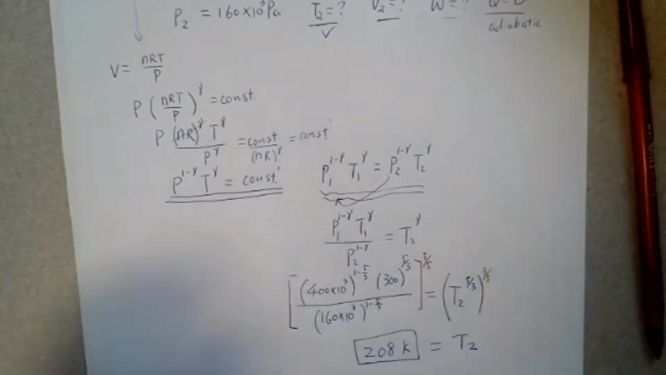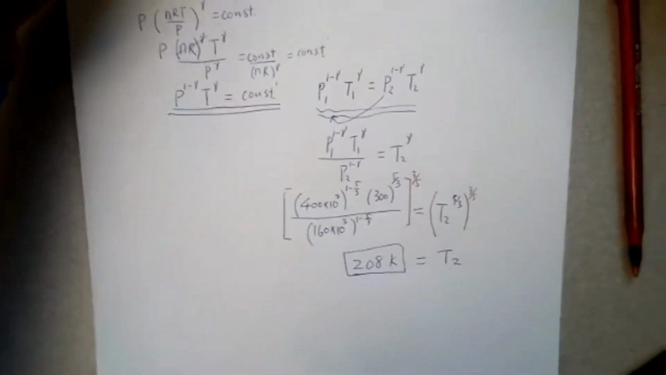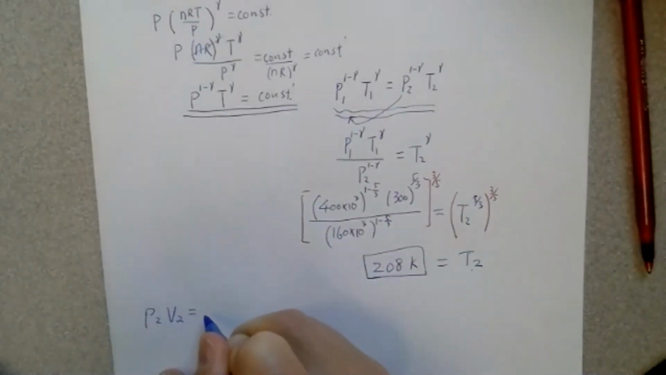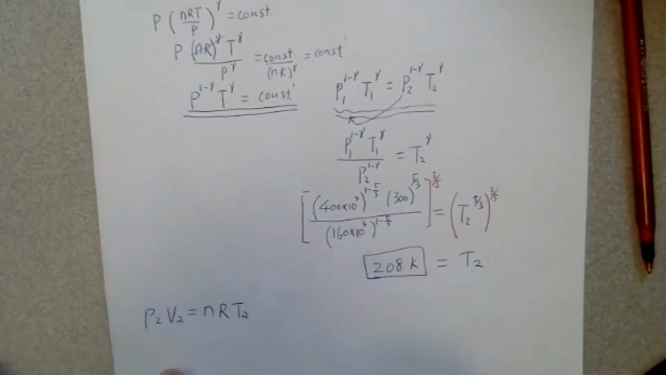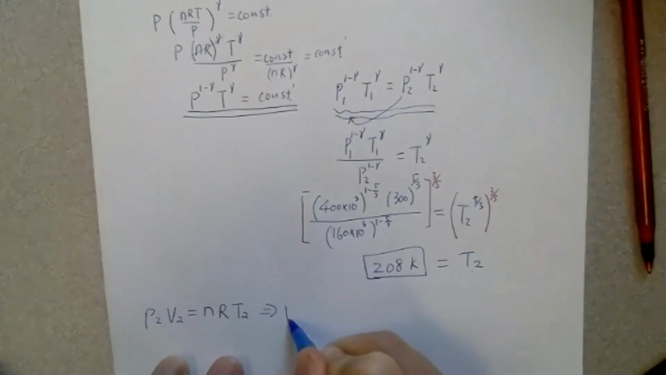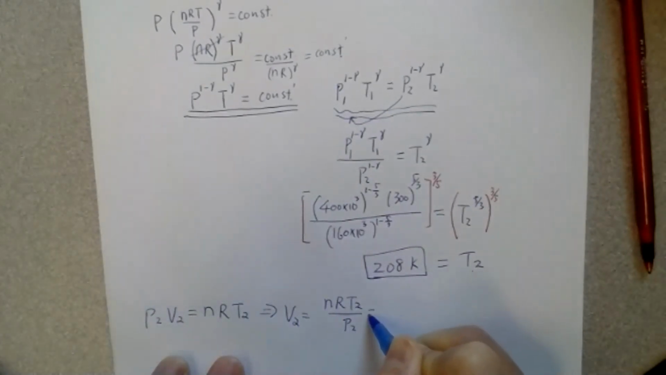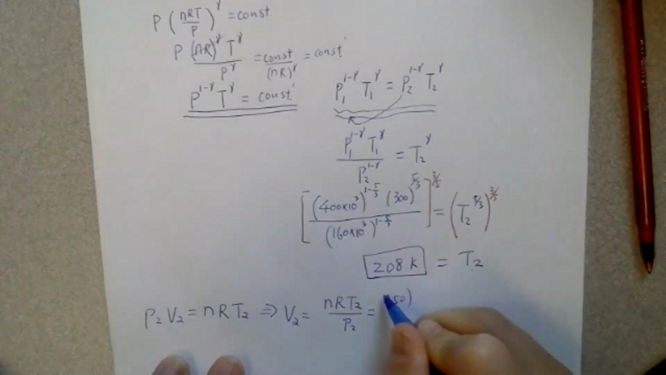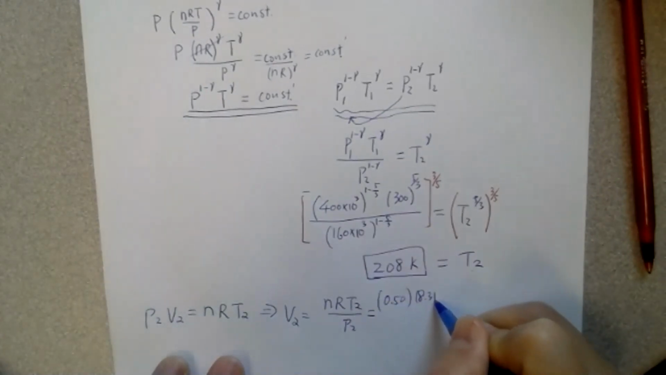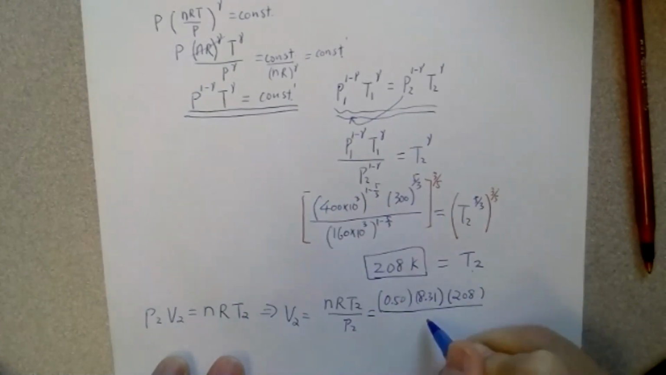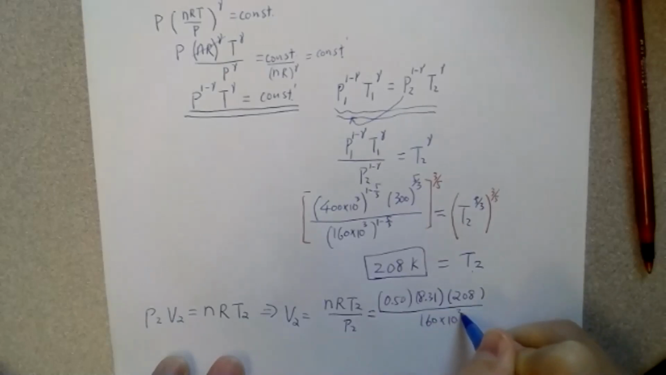So basically then it says P2 V2 should be equal to nRT2, okay? Then you can solve for V2 because all other terms are given. So V2 would be equal to nRT2 over P2. That's 0.5 in moles, 8.31 times 208, divided by 106 times 10 to the third.